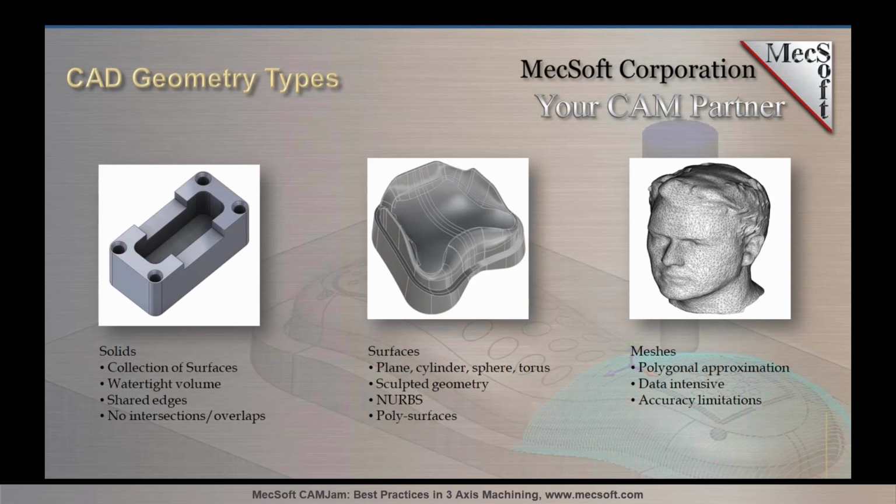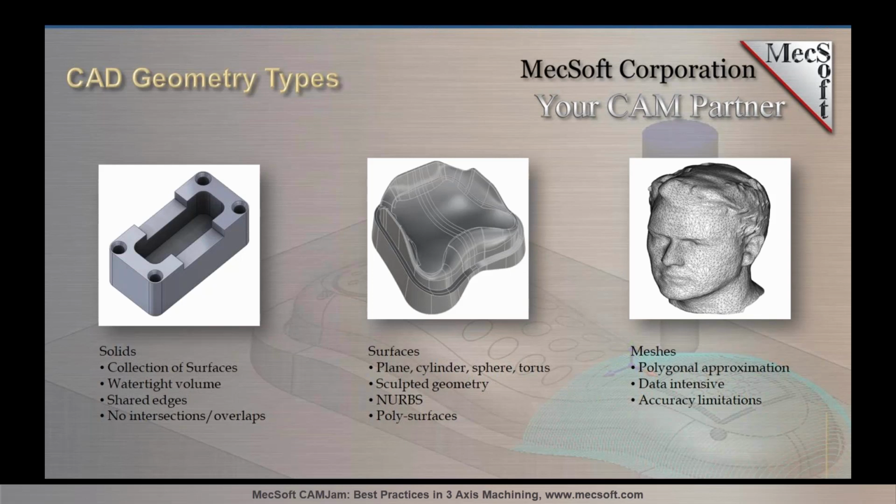Solids are created by CAD systems such as SolidWorks and LibreCAD, and a solid is a collection of surfaces which is a watertight volume, and the mating surfaces share edges with each other so that there are no gaps. And so a solid model is probably the most accurate representation of the geometry if it is available for you to start your machining process.